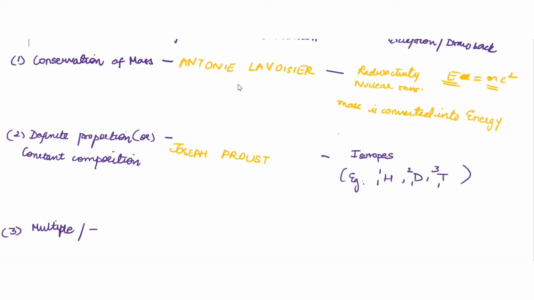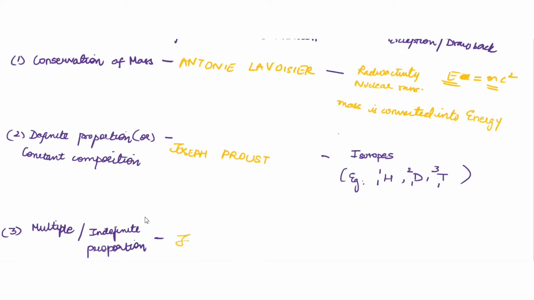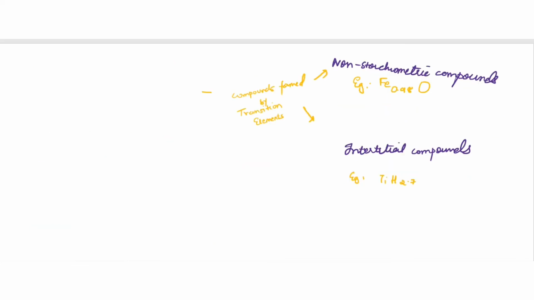The next law we saw was the law of multiple proportion, isn't it? Or the law of independent proportions. This law was again put forward by John Dalton, the same person who put forward Dalton's atomic theory. An exception to this law are the compounds formed by transition elements. For example, non-stoichiometric compounds, that is Fe0.98O. You see that these are not combining in simple whole number ratio, which means it is an exception, or it is different from what is stated in the law of multiple proportions. Similarly, Fe0.96O is also possible, so multiple compounds like that are possible.